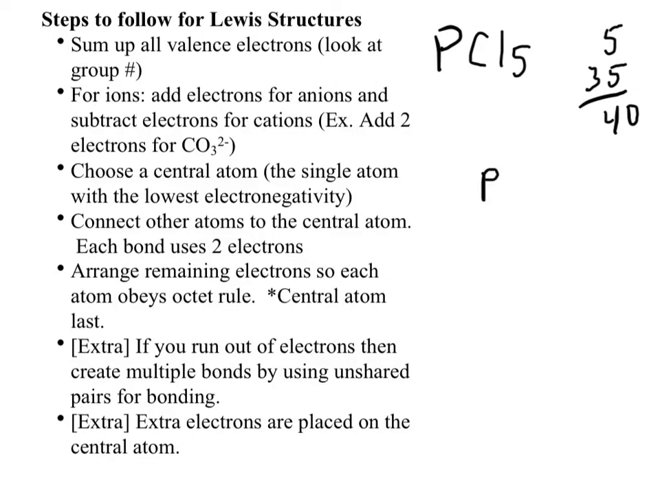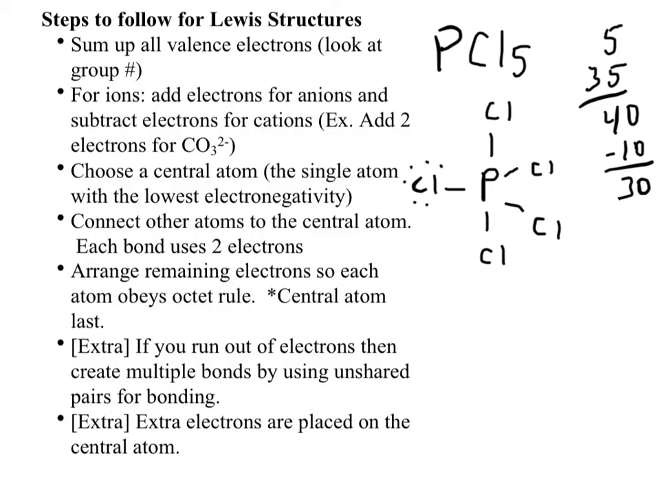We'll place phosphorus in the center since there is only 1 of those. And let's distribute that around so that we have 5 bonds to the different chlorines. The 5 bonds will use up 10 electrons, leaving me with 30 left over. Each of the chlorines is going to need to have 6 valence electrons added to get up to 8. And as you can see, since I have just used up the remaining 30 electrons, there is no electrons left over for the central atom.